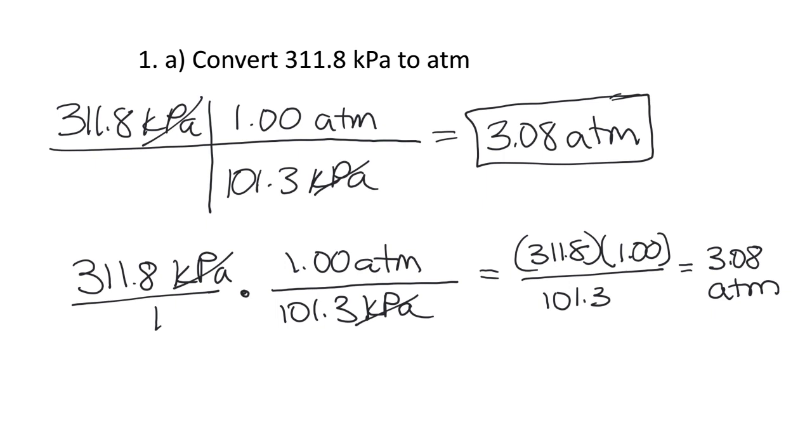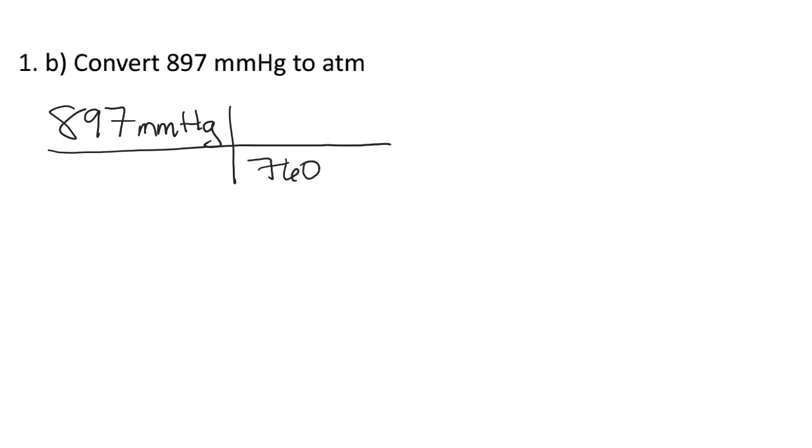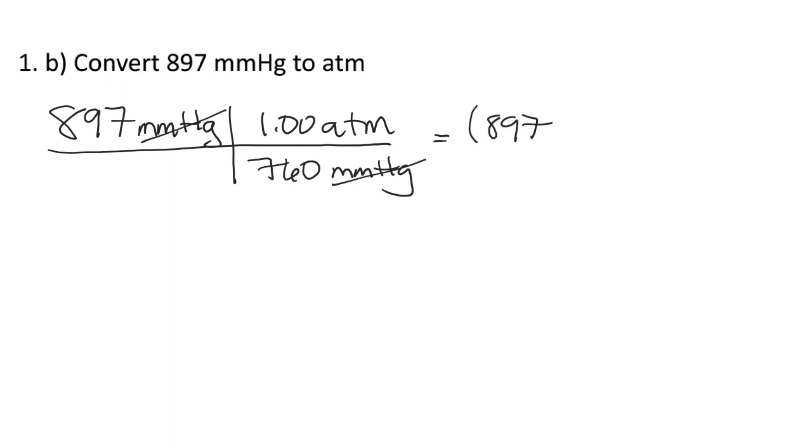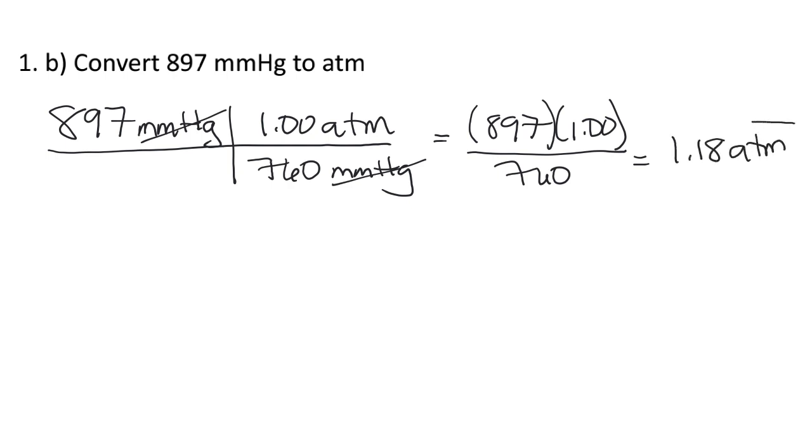Okay, so let's go on to the next one. For this one, we're doing 897 millimeters of mercury to ATM. Of course, the first time we're going to use the picket fence. So 897 mmHg. Our conversion factor uses 760 mmHg to 1.00 ATM, which is 897 times 1.00 divided by 760. So our answer is 1.18 ATM.